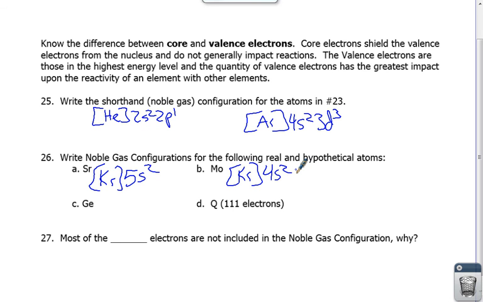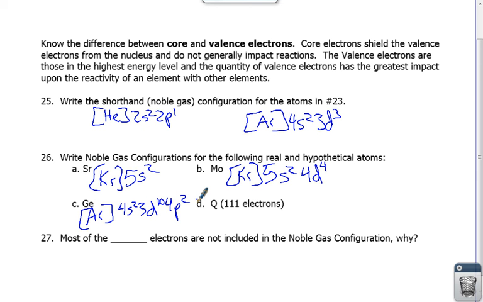5s2, 4d. Molybdenum is four elements over, so we're going to say 4d4. Germanium, argon, and then you have to build to there. So 4s2, 3d10, 4p2, which makes sense. It's underneath silicon and carbon, so it's a p2.